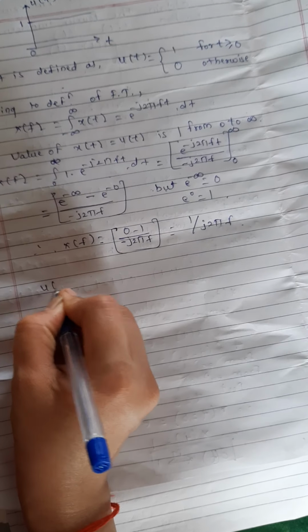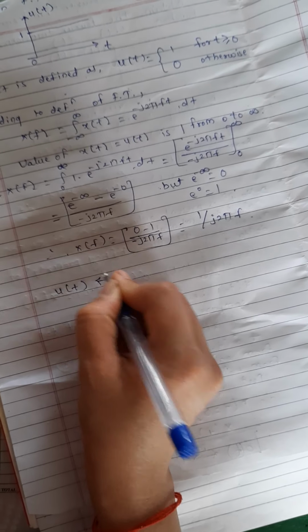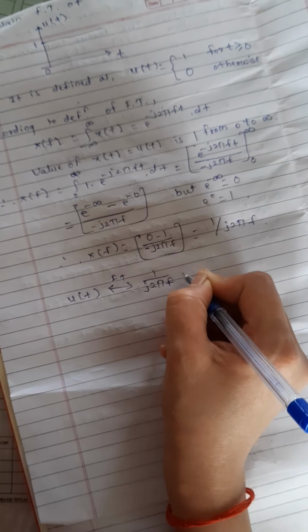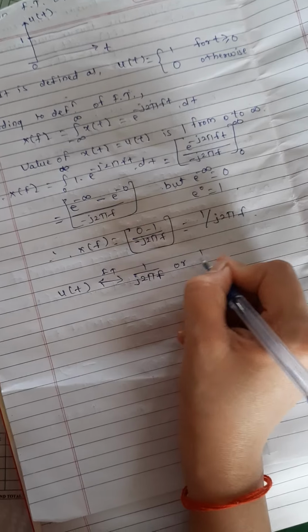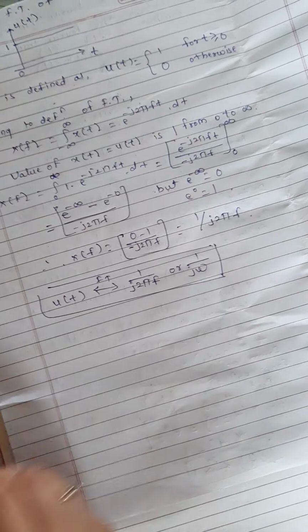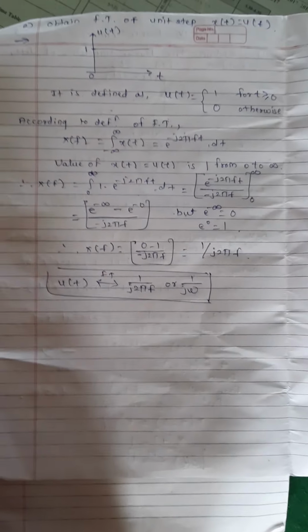You can write u of t, its Fourier transform is 1 by j 2 pi f, or we can say 2 pi f means omega, so 1 by j omega. This is the answer. So this problem was also asked for 4 marks in the exam.